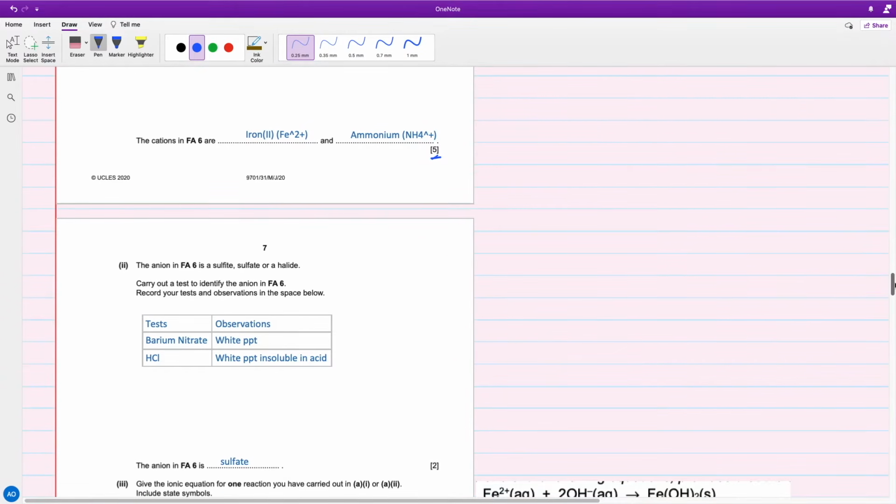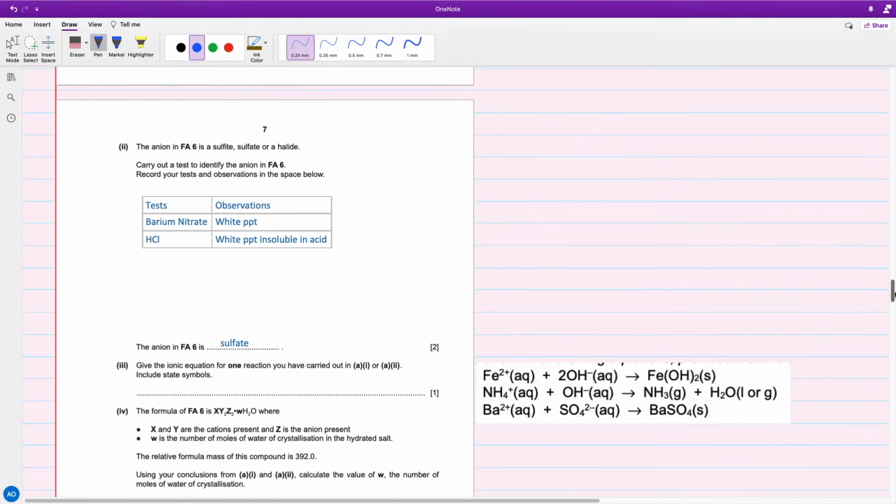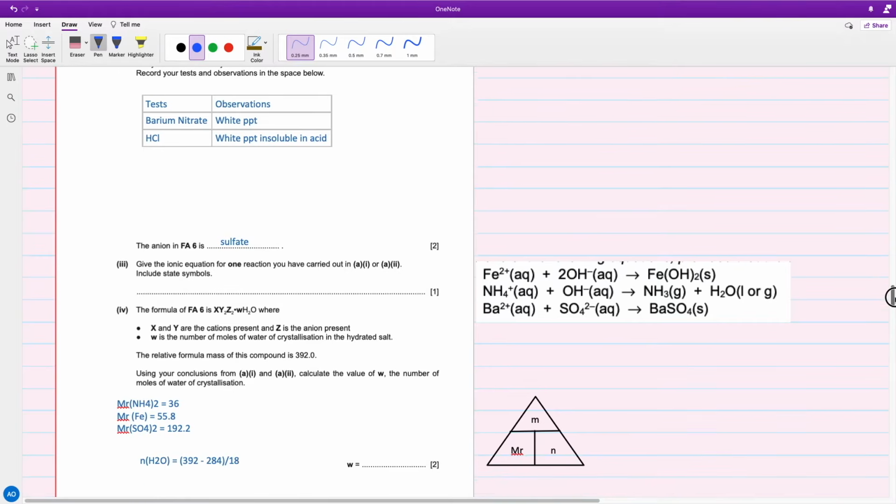And then to get the anion, they told us either sulfite, sulfate, or halide. You can be lucky and the first test that you do gives you the answer, and that saves you time. For this question, we're going to use barium nitrate and you end up getting a white precipitate. Then you need to use a dilute strong acid, so I chose hydrochloric acid, and it was insoluble in that acid, so that tells us that it's a sulfate. If you go back to your qualitative analysis sheet, you'll find that sulfate would be the answer.